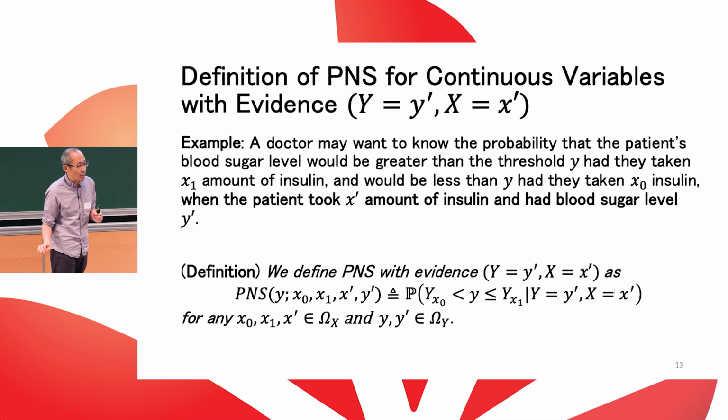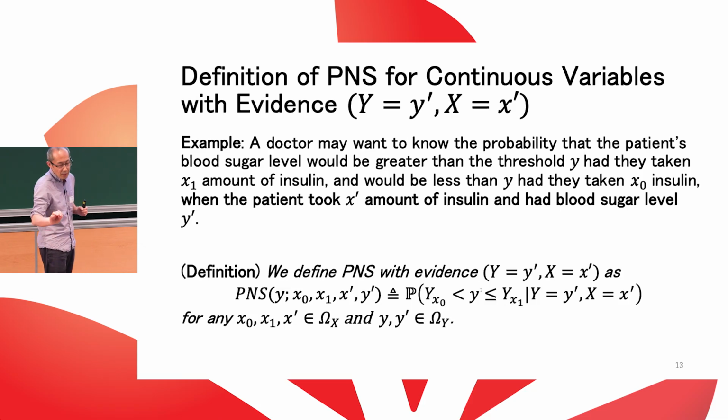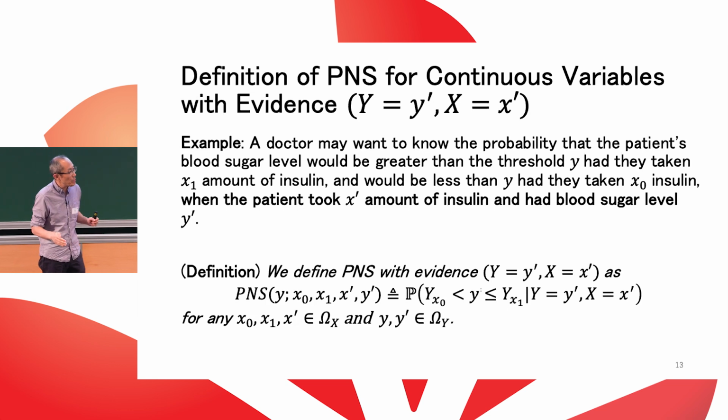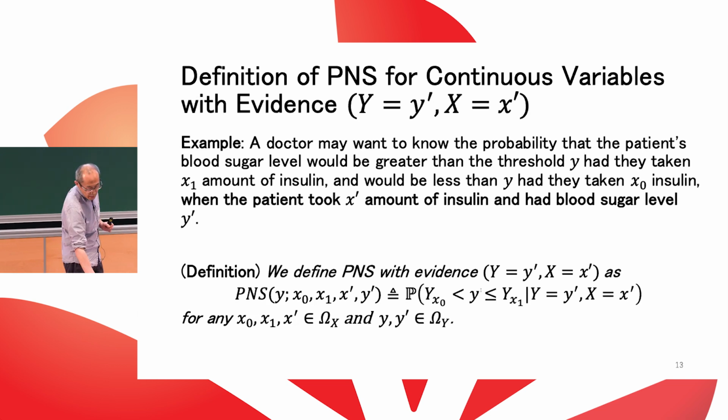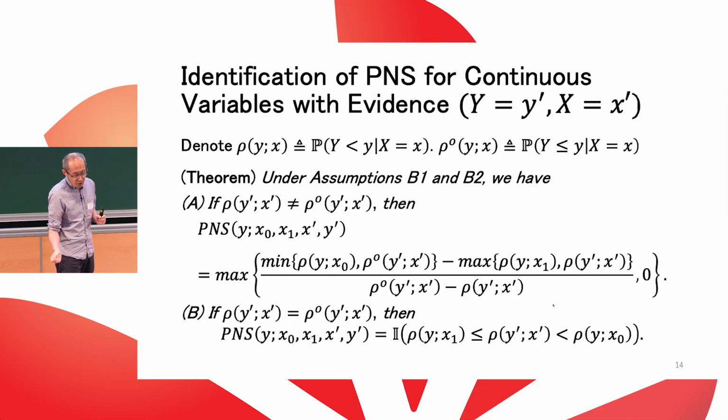For this kind of patient, what's the probability of necessity and sufficiency of, say, x0 versus x1 in causing the blood sugar level to be lower than some threshold y? So this is a new kind of quantity. We call it PNS with evidence. And we have shown that, with the same assumptions, this quantity is also identifiable. So here is the expression for this PNS with evidence.